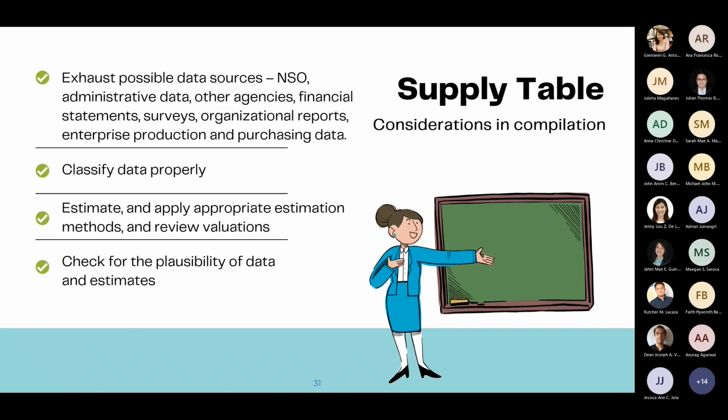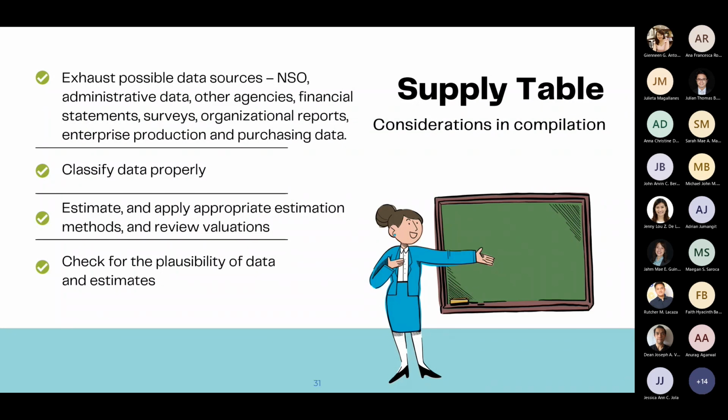We need to exhaust all possible data sources. So not only NSO data, we can also use administrative data from other agencies, financial statements, surveys, studies, reports from businesses, enterprise production and purchasing data, and so on. Then we need to classify our data properly. Do the estimates belong to the proper industry, to the proper activity, or to the proper product? Are they market or non-market output? And if data is not available, we must make estimations and apply the appropriate methods to do so.